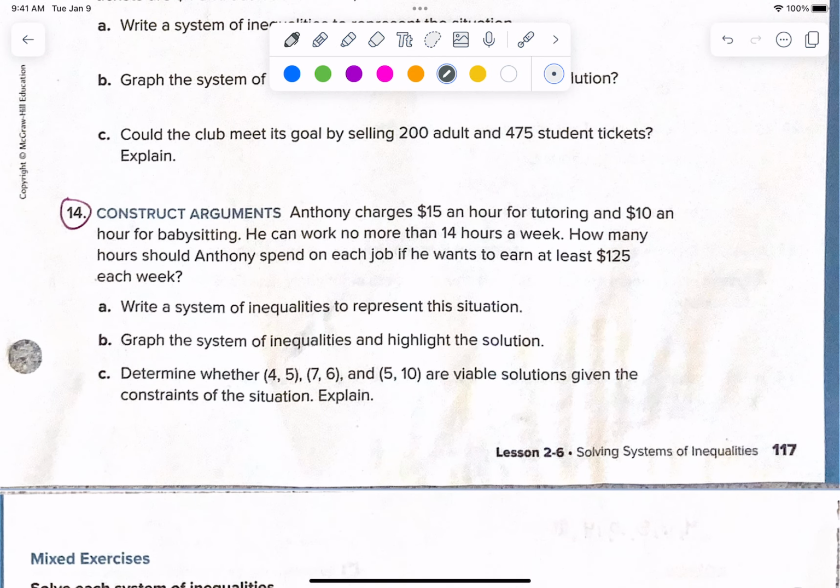Should we do it right now? Sure. We'll do a homework problem right now. All right, here we go. Anthony charges $15.